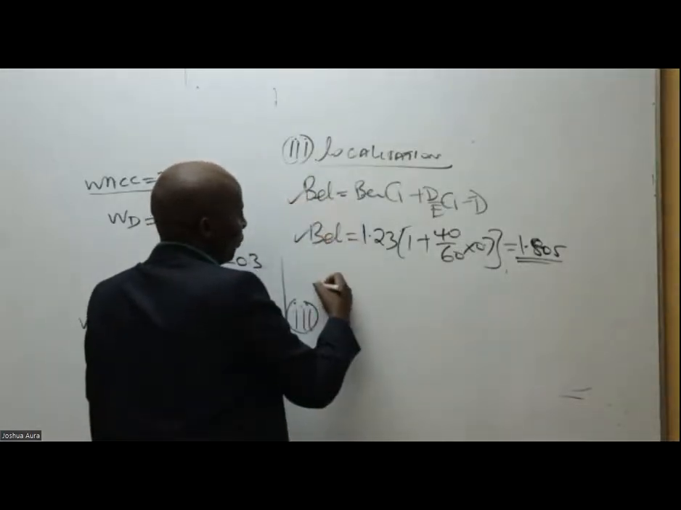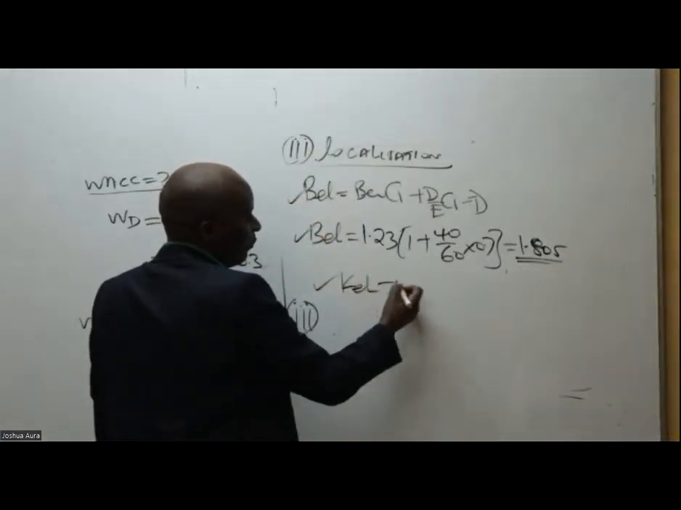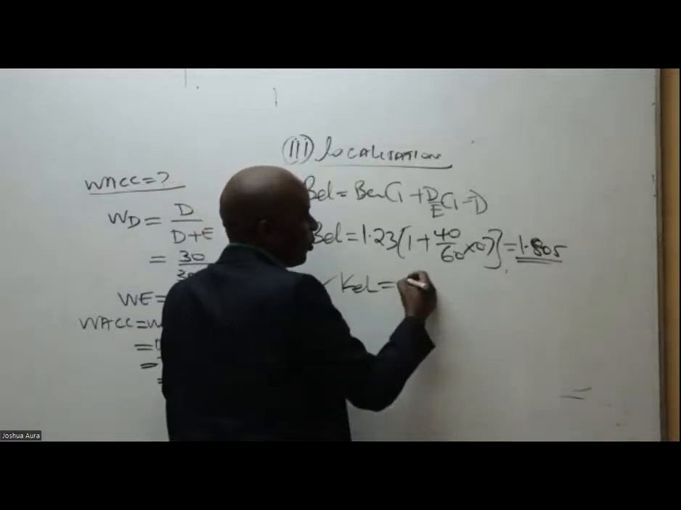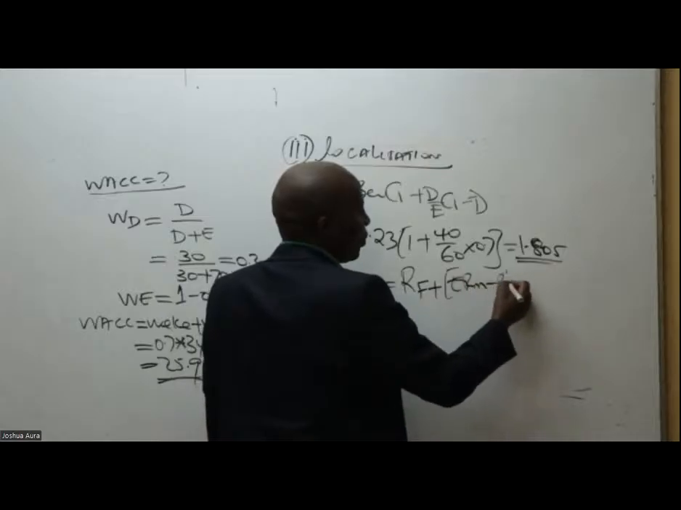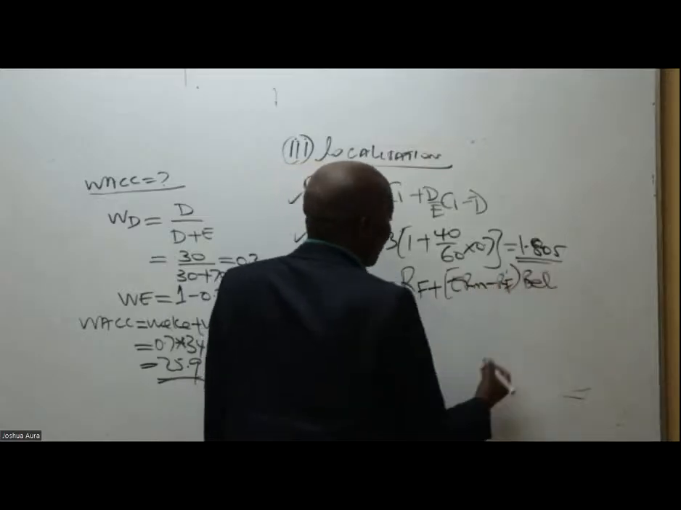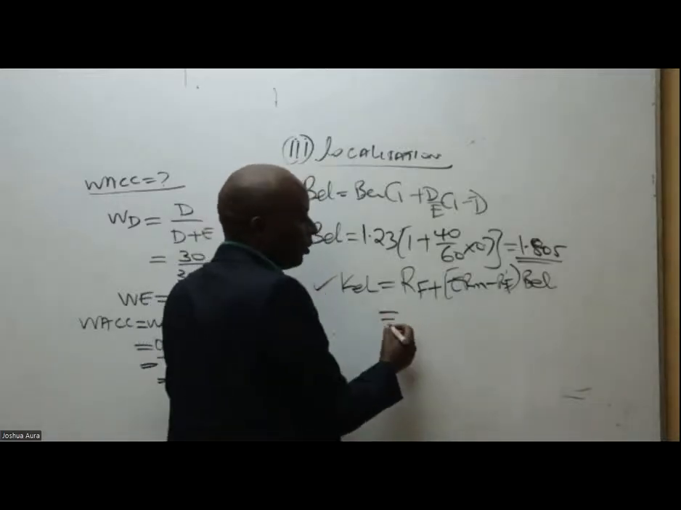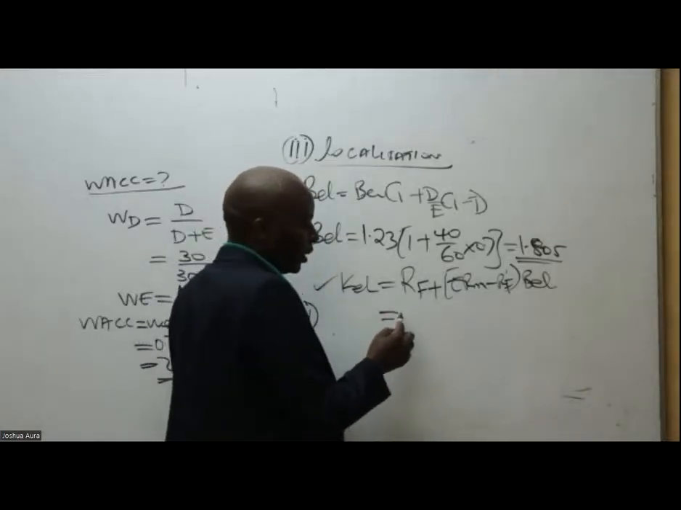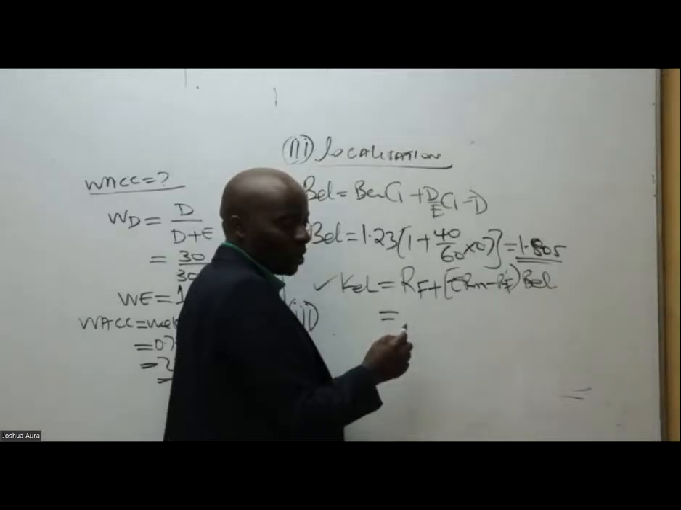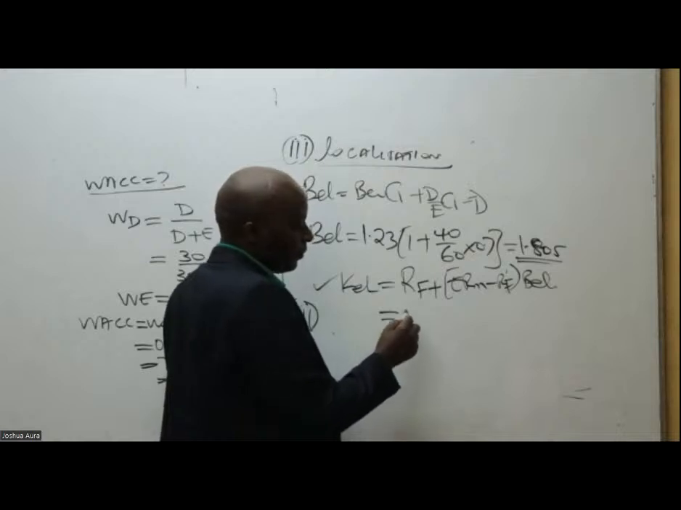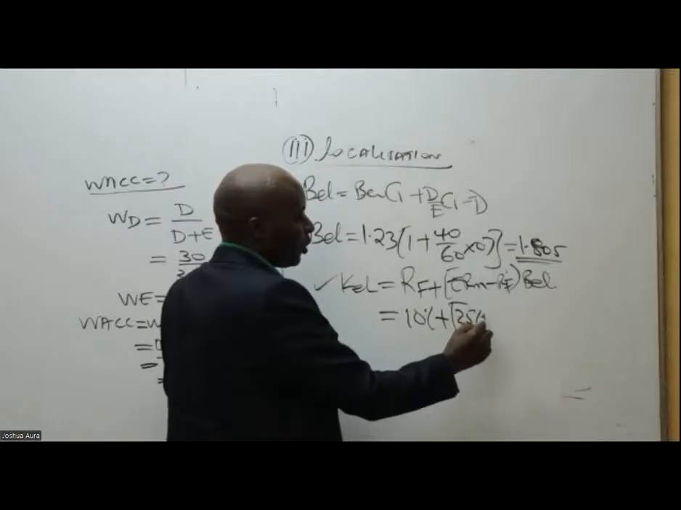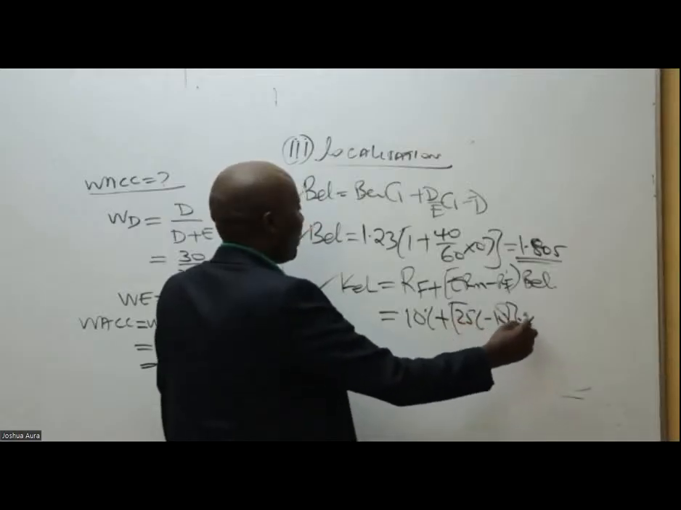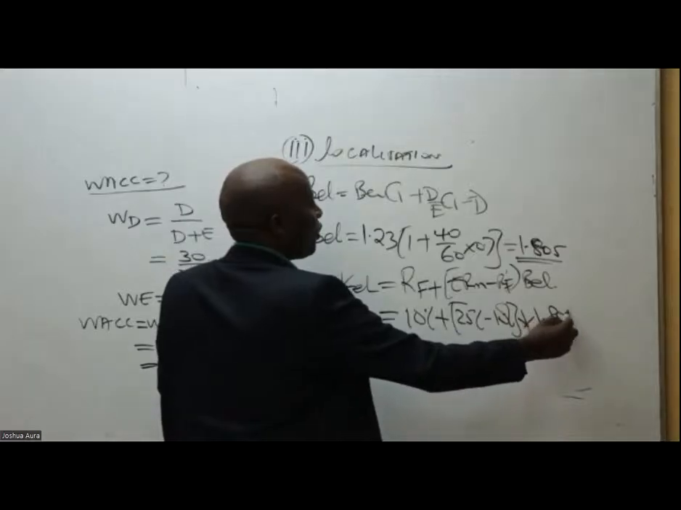The next thing is the CAL for the organization. I'm using CAPM. It is risk-free plus returns of the market minus risk-free multiplied by the BEL of the organization. Risk-free is what percentage? Risk-free, 10. Market returns, if my memory serves me well, was 25 minus 10 multiplied by the BEL that we have here, which is 1.805.